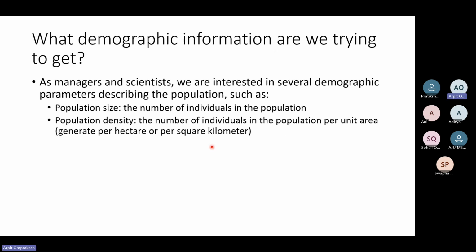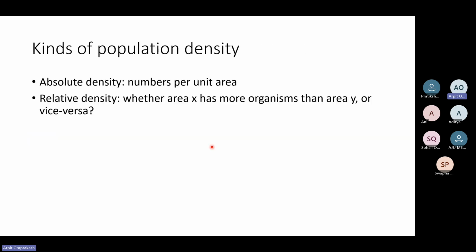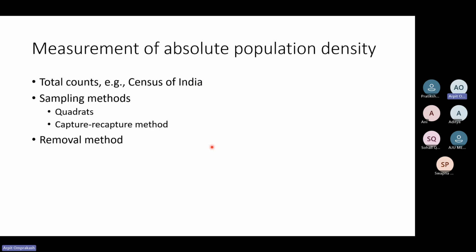As managerial scientists, we are interested in knowing about population size, population density, and some other demographic information about the population that we can use for maintaining them. Then we talked about kinds of population density, which is absolute density, which is the numbers per unit area, and relative density, whether area A has higher organisms or area B has higher organisms. Right. Then we talked about how do we measure absolute population density and so on.